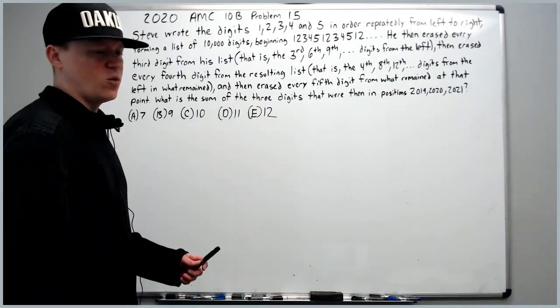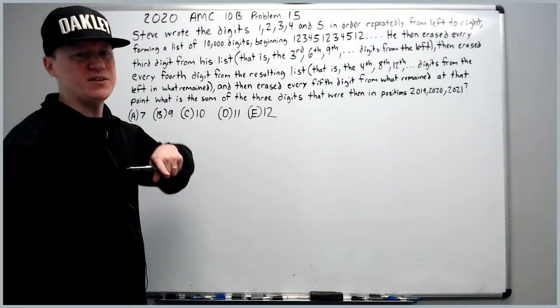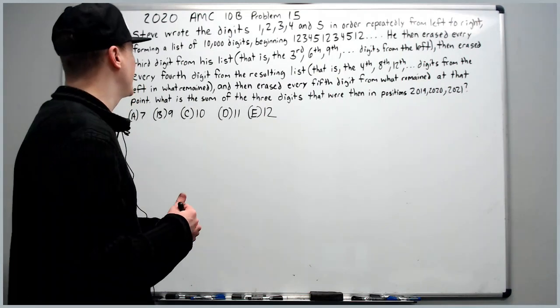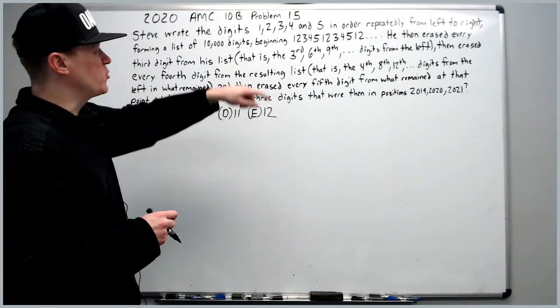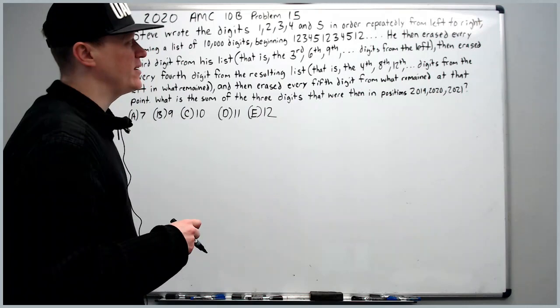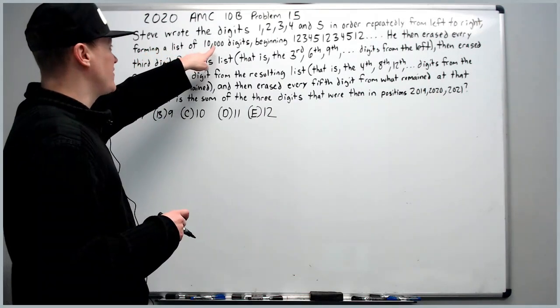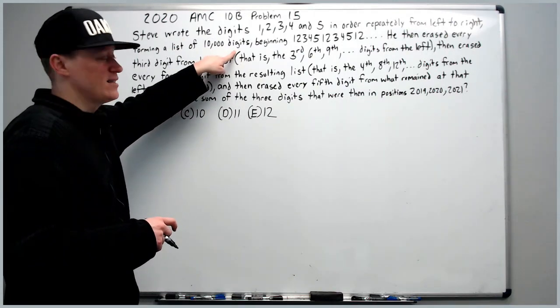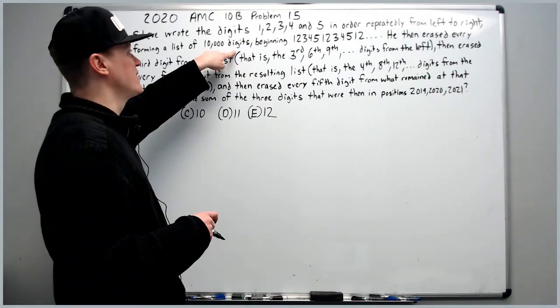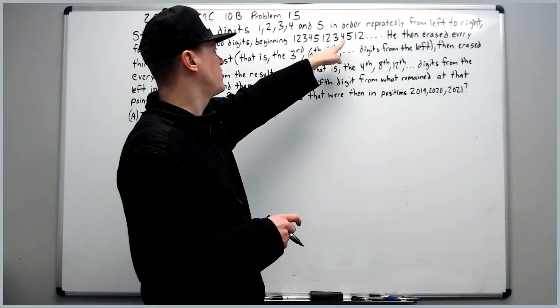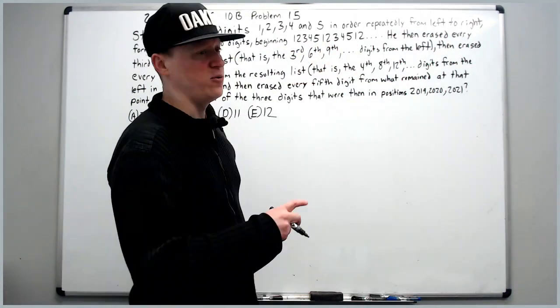All right, now for the 2020 10B problem 15, the last problem of this set. Steve wrote the digits 1, 2, 3, 4, and 5 in order repeatedly from left to right, forming a list of 10,000 digits. Kid's got some serious time on his hands. Beginning 1, 2, 3, 4, 5, 1, 2, 3, 4, 5, 1, 2.